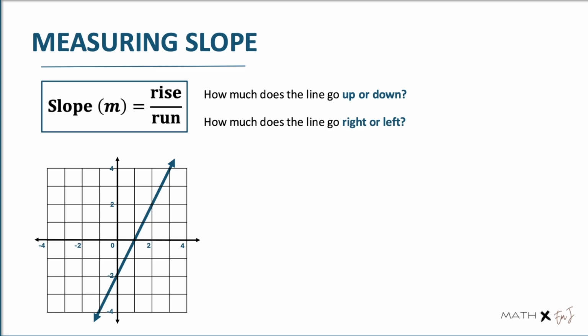If you said that this is a positive slope, then you're correct. Again, if we move left to right, this line is increasing. So the slope will have to be greater than 0.